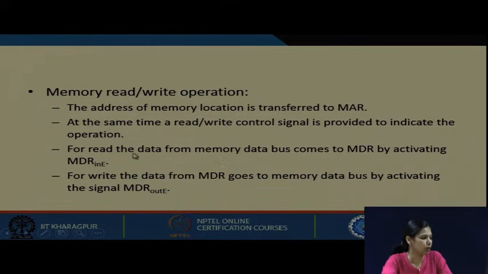So, for read, the data from the memory data bus comes to MDR by activating MDR in E, as I just now said. For write, the data from MDR goes to the data bus by activating the signal MDR out E. So, these are the signals that are required for communicating with the external memory bus.